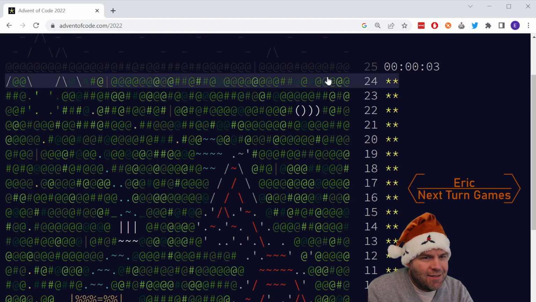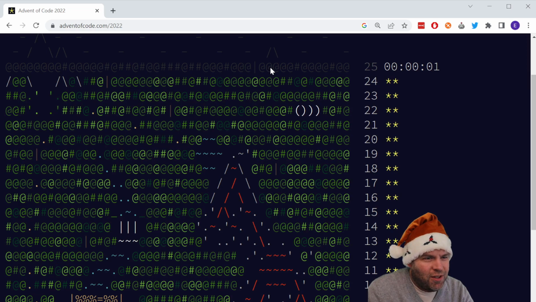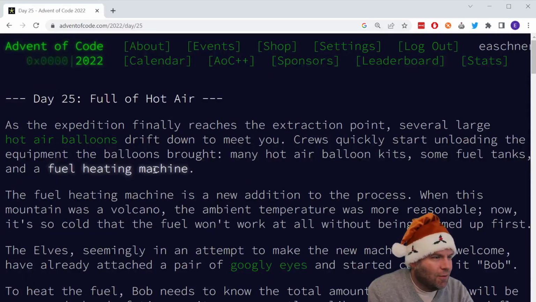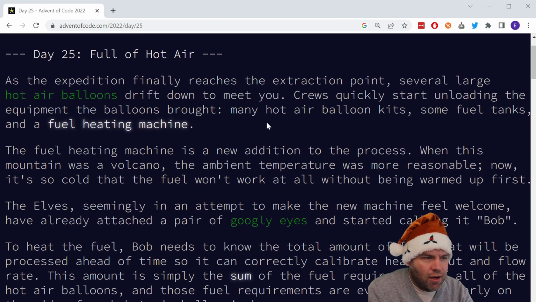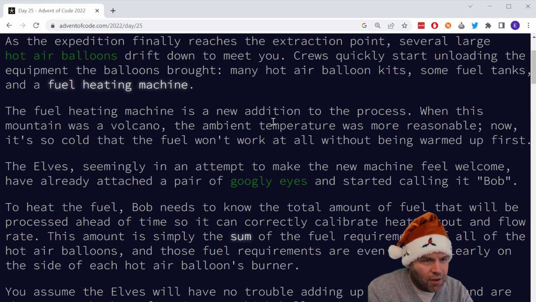Okay, last day of Advent of Code 2022. Let's go. Day 25, full of hot air. As the expedition finally reaches the extraction point, several large hot air balloons drift down to meet you. Crews quickly start unloading the equipment the balloons brought.